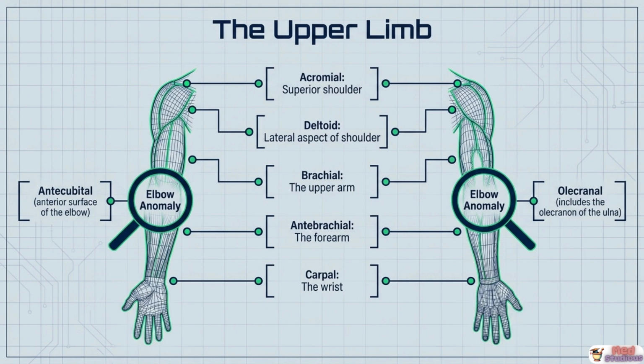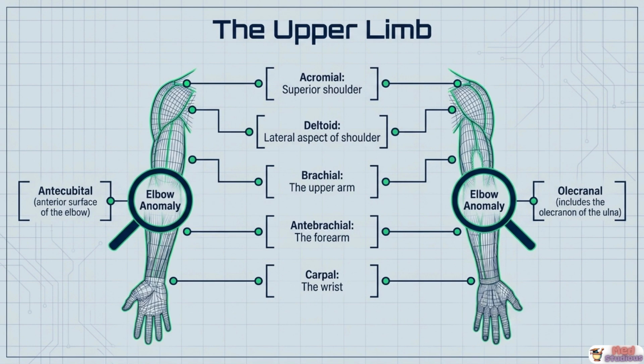Below it, the deltoid region covers the lateral aspect of the shoulder, the rounded triangular deltoid muscle, the site of intramuscular injections. The brachial region is the upper arm, the region of the humerus and its surrounding flexor and extensor musculature. Then comes the elbow anomaly, a critical naming divergence.